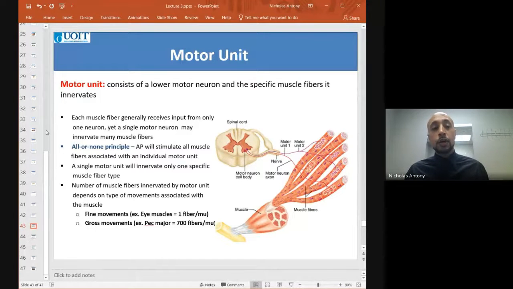Because remember, it's an all or none response. So muscles aren't contracted by 0 or 100. They're contracted in a stepwise fashion. And so the way that you can increase the amount of force in a given muscle when you're contracting is by recruiting more and more of the motor units for that given muscle.